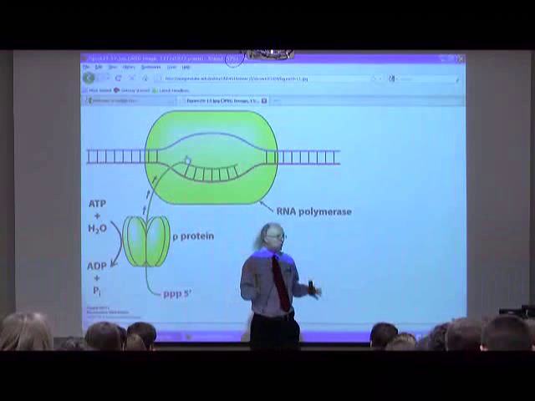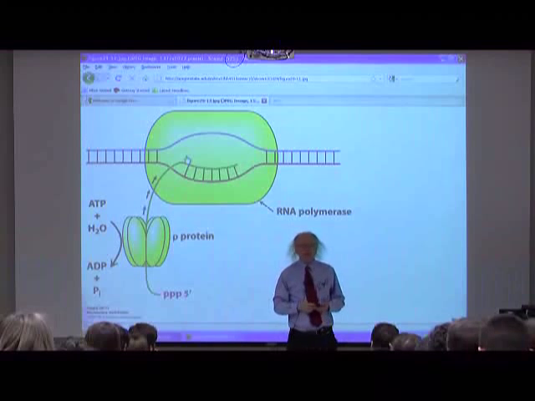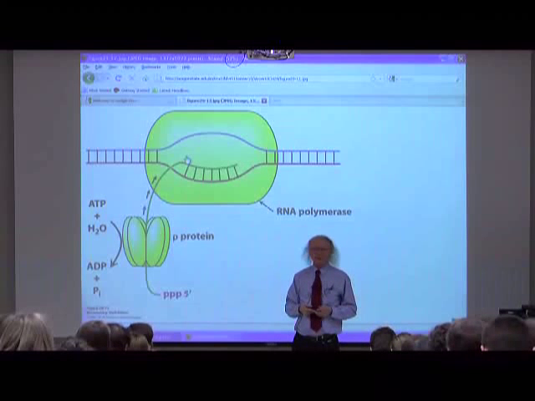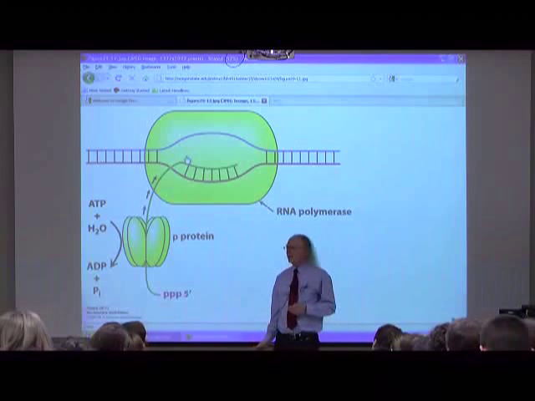E. coli is relatively simple. When we start looking at eukaryotic systems, much more complexity and much more places where you're going to scratch your head and go, wow, why does it waste energy in that way?